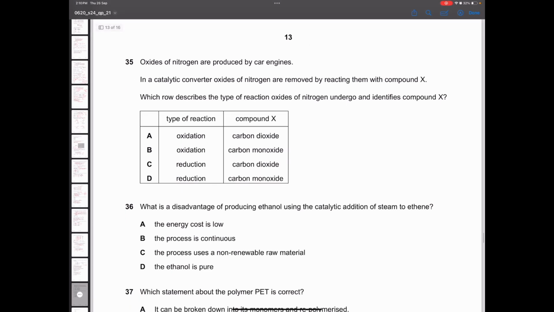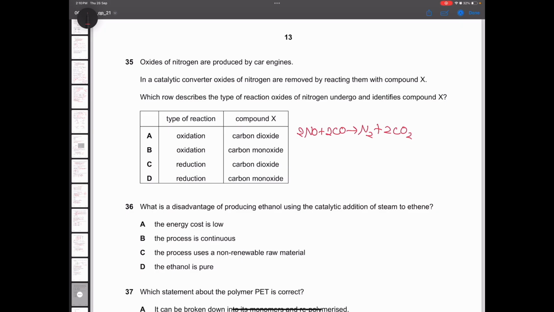Oxides of nitrogen and nitrogen are produced by car engines. In a catalytic converter, oxides of nitrogen are removed by reacting them with compound X. Which row describes the type of reaction oxides of nitrogen undergo and identifies compound X? So we know that 2NO + 2CO gives N2 + 2CO2. This is one of the equations that you need to remember.